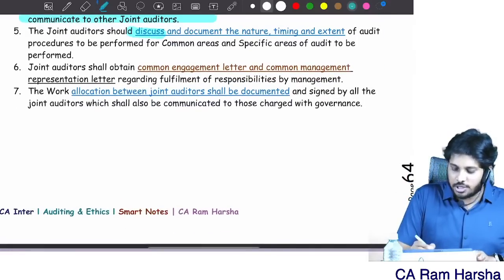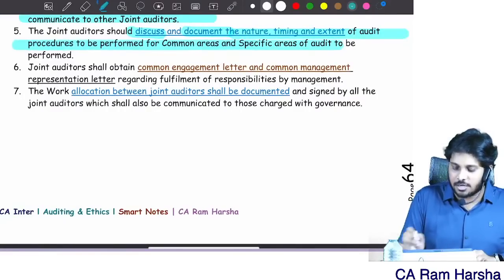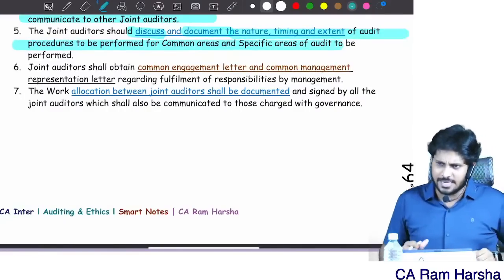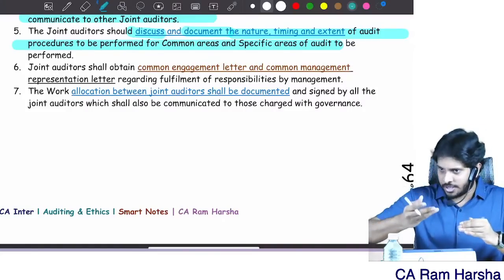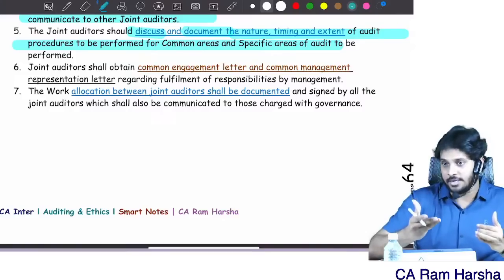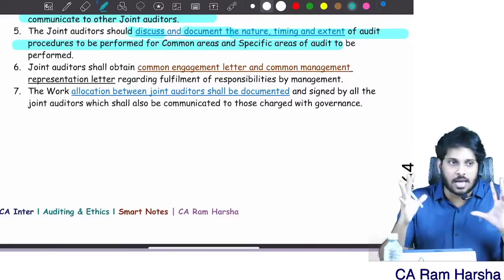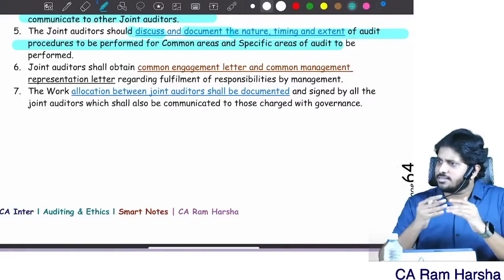All the joint auditors should discuss and document the nature, timing, and extent of procedures to be performed in common areas and special areas. All of them put together have to discuss how we should go further, at what time, what work should be done, the extent of audit procedure, and how much sample I should cover. All of them should discuss and then document it.